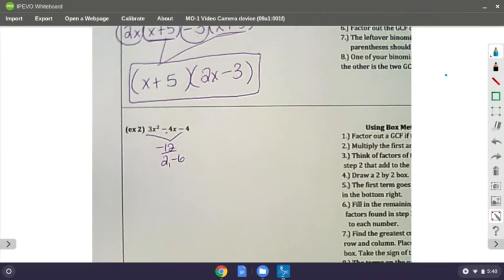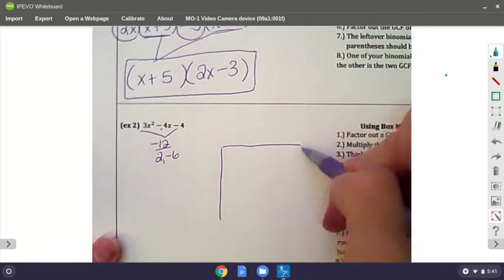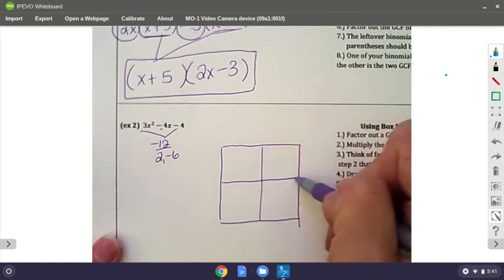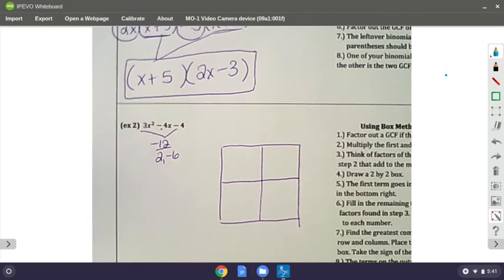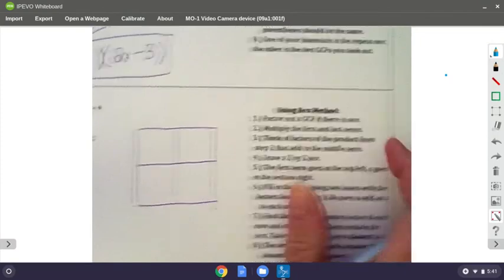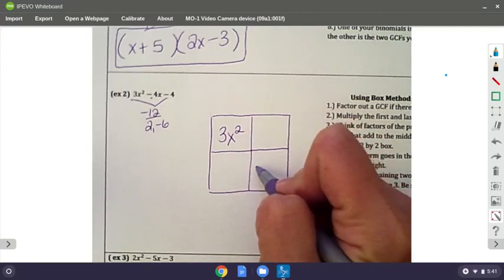Okay, now here's where it starts to get different from the first method. So the next thing you do is you draw a 2 by 2 box. If any of you had Miss Malino for Algebra 1, she did a box method similar to this, but it's more guess and check. So my box method, or it's not mine, I didn't come up with it, but the box method that I teach, what you do in the top left corner, and it says this all in here. The first term goes in the top left. C goes in the bottom right. So top left is 3x squared. Bottom right is your C, which is negative 4.